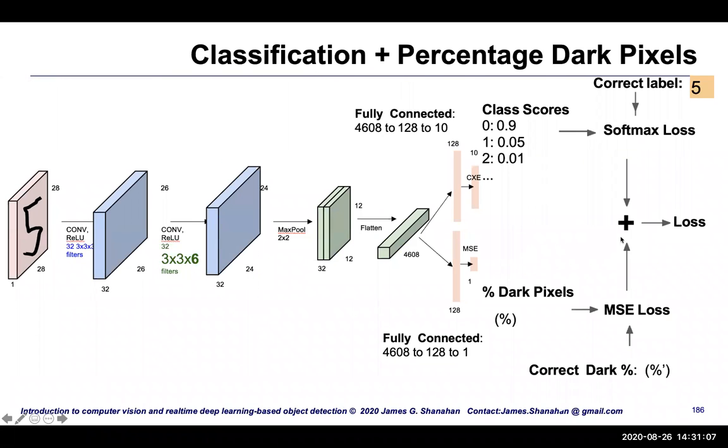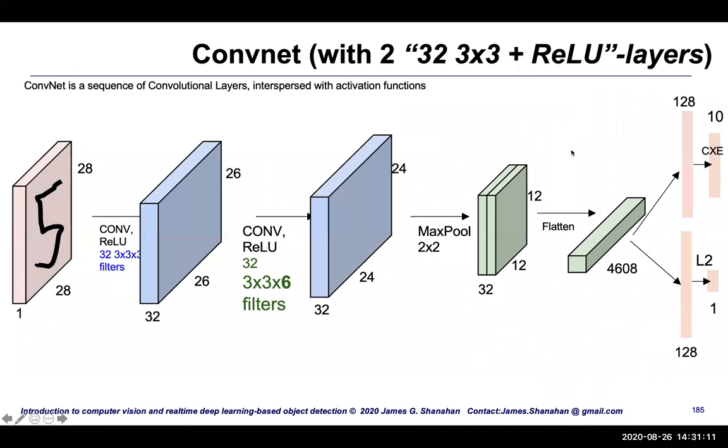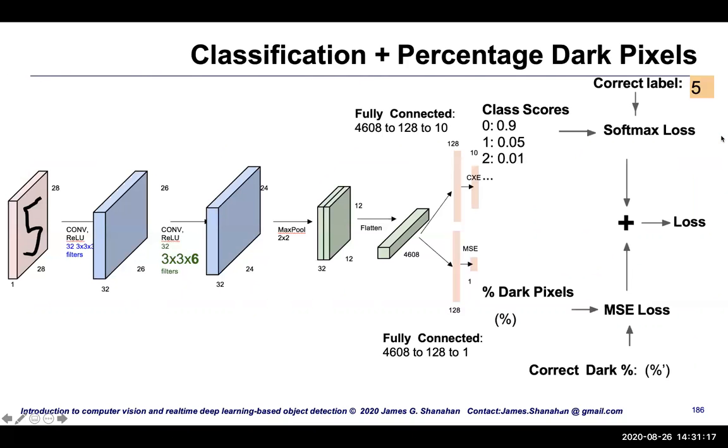In Keras, it's pretty straightforward. In PyTorch, it's even simpler. The goal here is that this is our network architecture, and then we need to have a loss associated with each of these heads. So we have a cross entropy loss here, and a mean squared error loss here, L2 or L1, depending on what we want to do. And then we just combine these two losses.